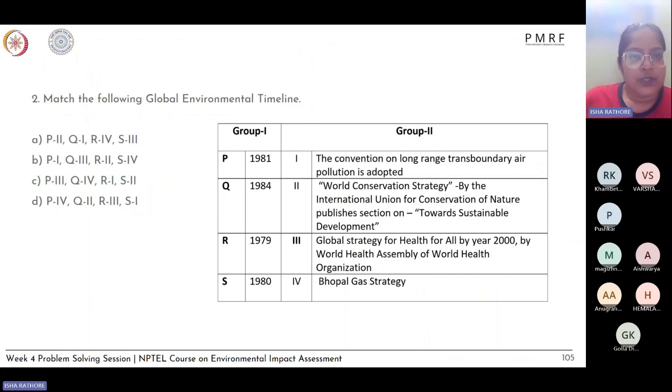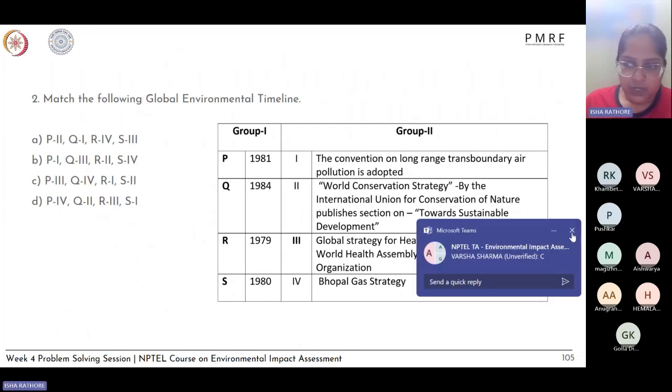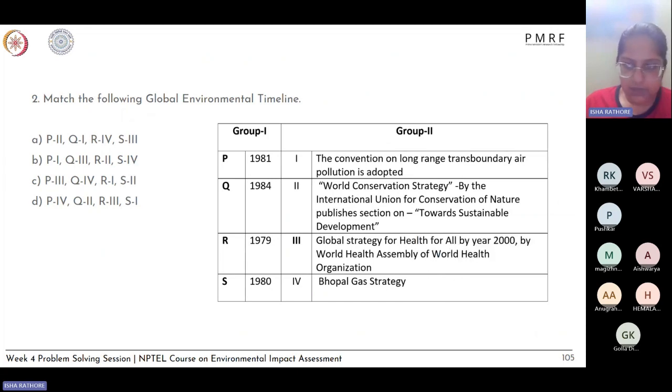Okay, so moving on to the next question. Again, match the following global environmental timeline. Group 1 has the years and group 2 has the action or event or disaster which happened. Again, we have C coming in. Okay, so C is again the correct answer.